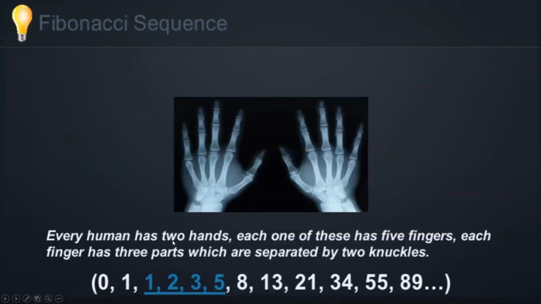And then the human hand. Look at the human hand. Every human has 2 hands. And each of these hands has 5 fingers. And each finger has 3 parts, which are separated by 2 knuckles. Is it not true? Is it not applicable to you? Is it not applicable to me? All of us have it.